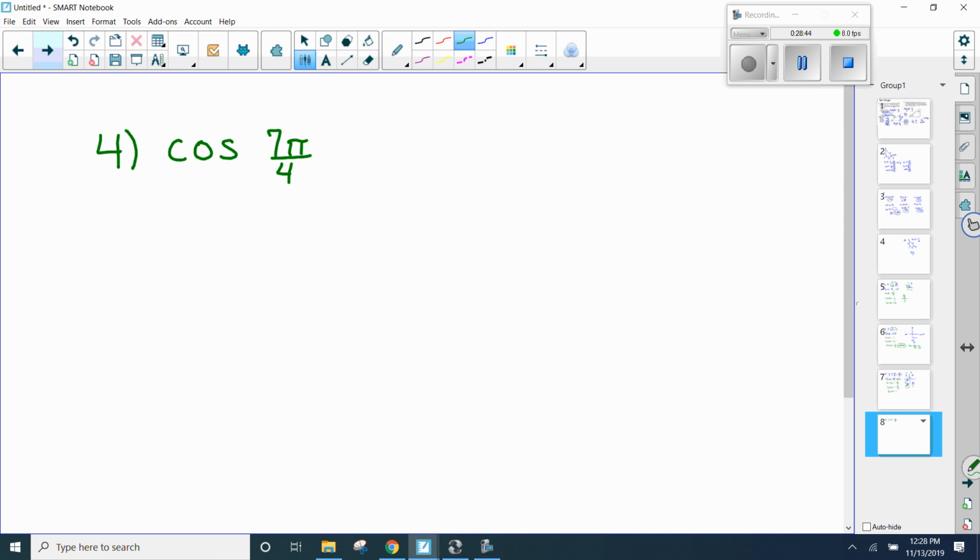What do you do when you get to a problem like this? What is it measured in, first of all? Pi. Which is what? Not degrees, but radian measure. So we look at it, and pi is the same thing as what? So pi is the same thing as 180, and if I divide that by 4, what are you going to get?